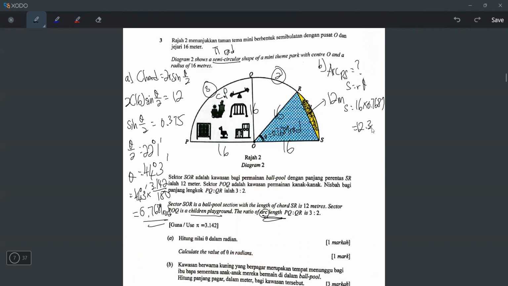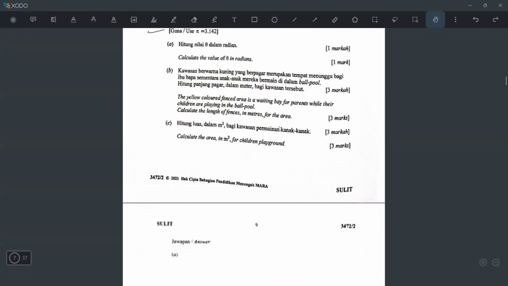So you get 12.3024 cm. But I want the perimeter, right? The length of fence, right? So you can write length of fence is equal to 12.3024 plus the length of chord 12, and then you get 24.3024 cm. Okay, and that's the answer, right? That is the answer. Okay, now we will move on to question C.